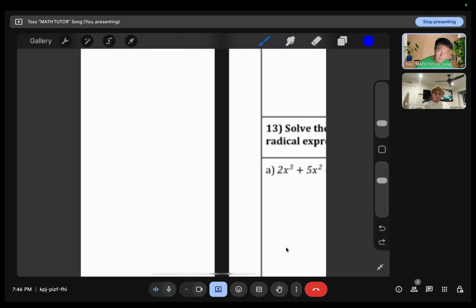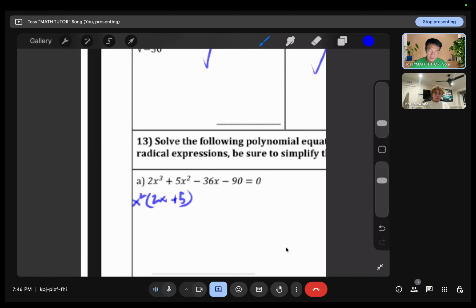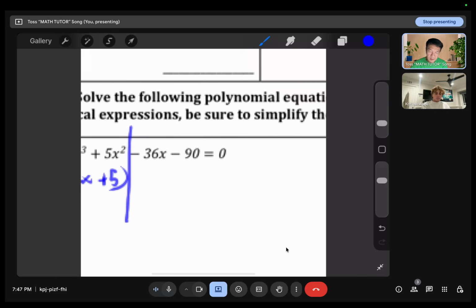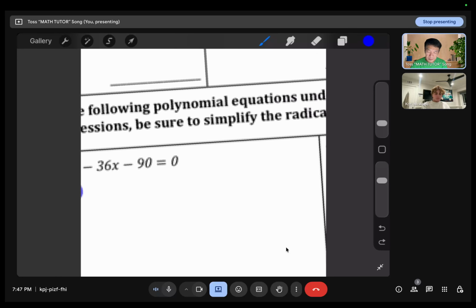Okay. The first two, x squared, parenthesis. x squared times what will give you 2x to the third? It'll be 2x. And then x squared times what will give you 5x squared? So it's just plus 5. Okay, right there, close parenthesis. And now pretend it's brand new. Ignore the first two. Ignore what you did, and then just go over here.